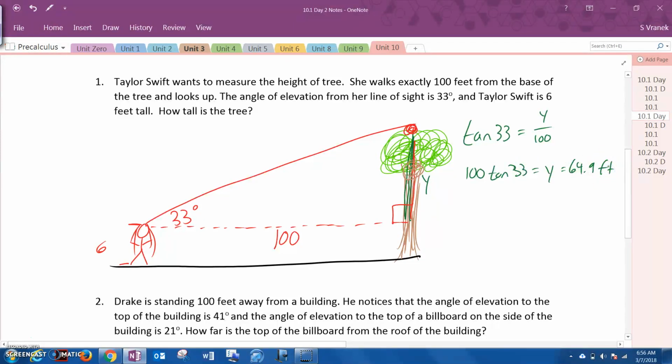Now be careful. You might want to say, well, that's how tall the tree is. No, we have this extra length that we have to account for, because this just gave us this height here. So the tree height is equal to 64.9 plus the 6 feet tall that she is, and you get 70.9 feet.